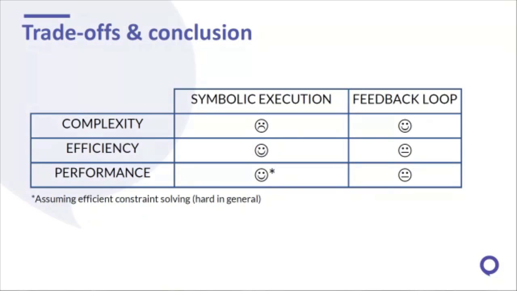For efficiency, symbolic execution is clearly more efficient because it doesn't just guess, it really goes to the point through the power of constraint solving. It will really give you the specific test you need. Feedback loops, through strategies, are not super dumb, but they are guessing. They are not totally random, but they are guessing still.